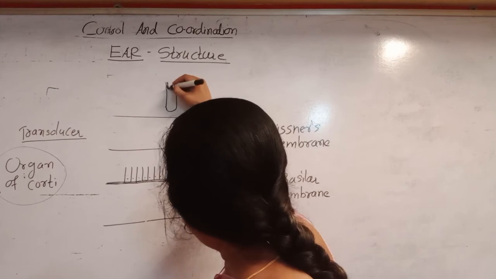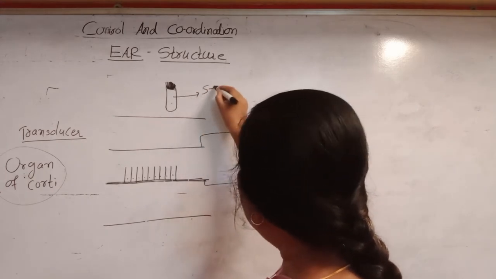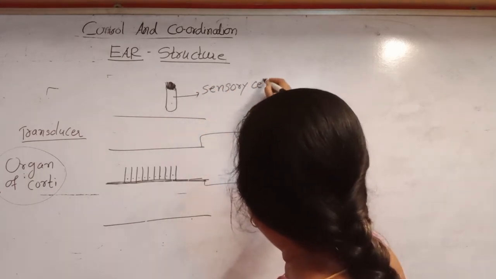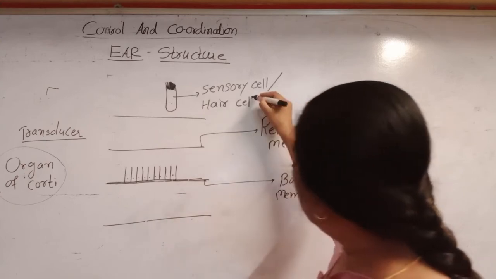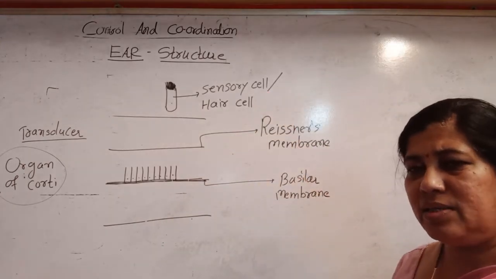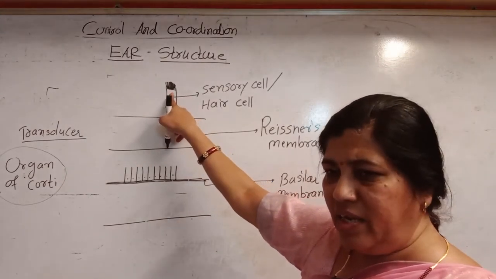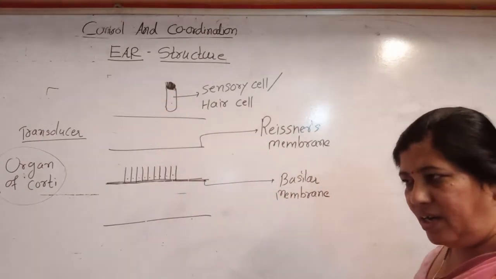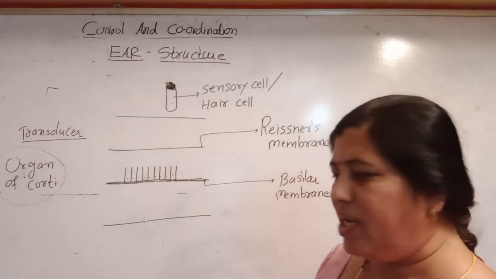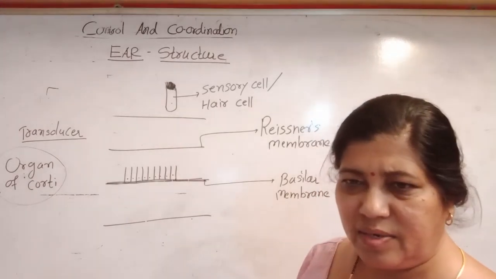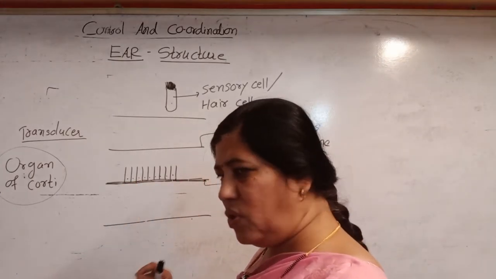Free end of sensory cell has hair-like structure, and hence this sensory cell is also called hair cell. Why is sensory cell called hair cell? Because of presence of hair-like projections. So this is the row of hair cells, and in between this row of hair cells some supporting cells are there.